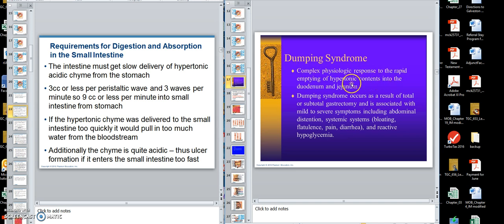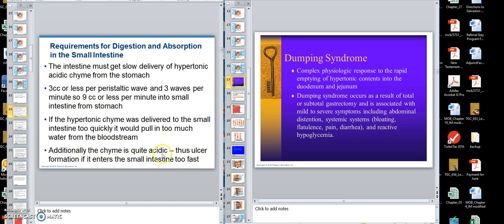Complex physiologic response to rapid emptying of hypertonic contents into the duodenum and jejunum. Dumping syndrome occurs as a result of subtotal or total gastrectomy, but it can happen also if you had a floppy pyloric sphincter. So there are other reasons. It doesn't always have to be gastrectomy, for losing weight and so forth. But that's the dumper. You cannot put it in because it'll pull too much water in and cause distension and all kinds of bloating, flatulence, pain, diarrhea.